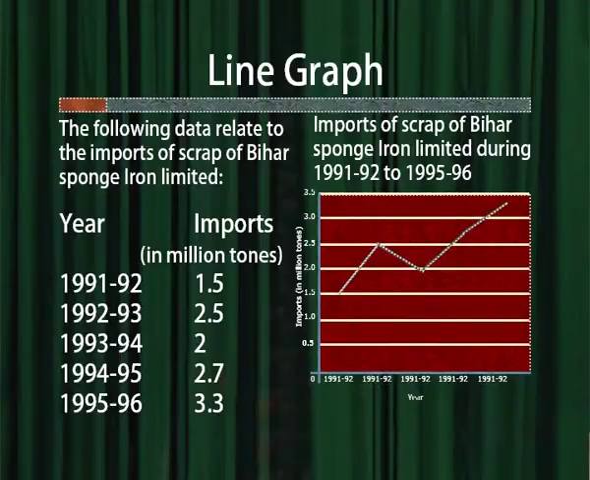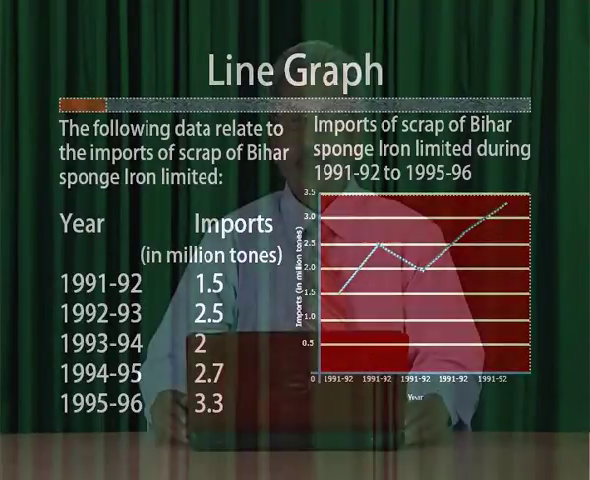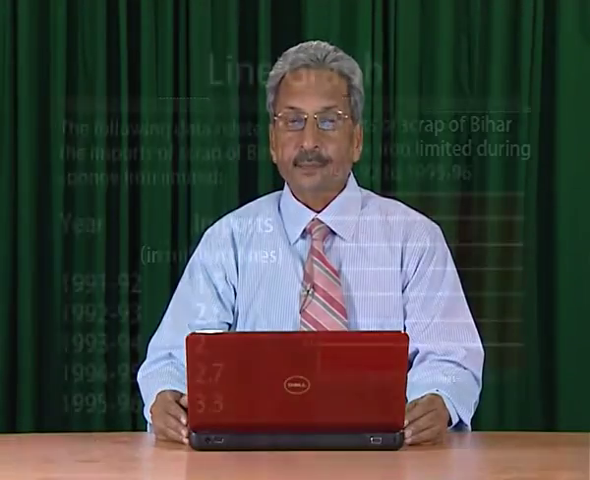Now, we shall discuss the graphical presentation of statistical data, and the simplest graph is the line graph. And as I mentioned earlier, for the graphical presentation we require a graph paper. Now, how a line graph is drawn, we shall make clear by using an example.